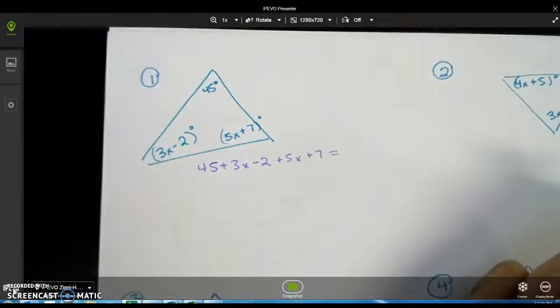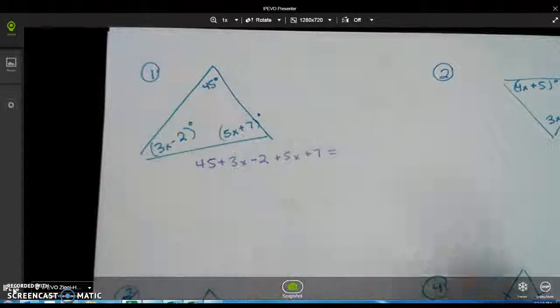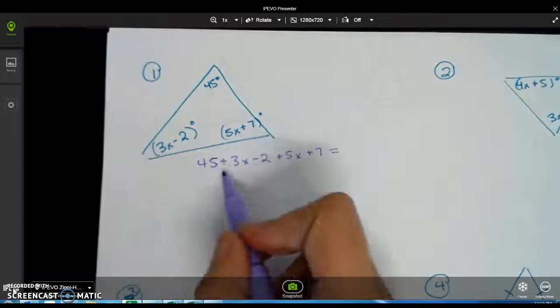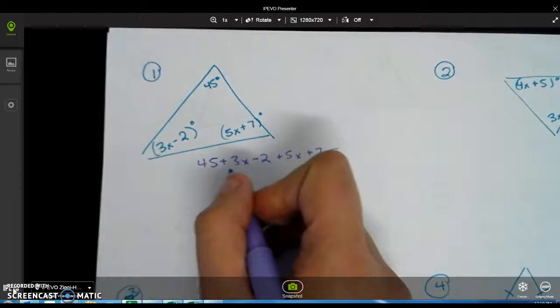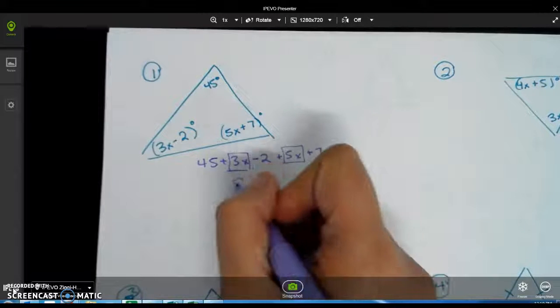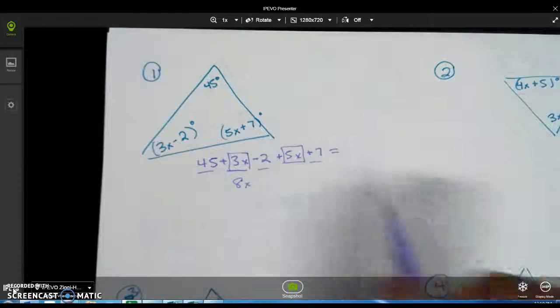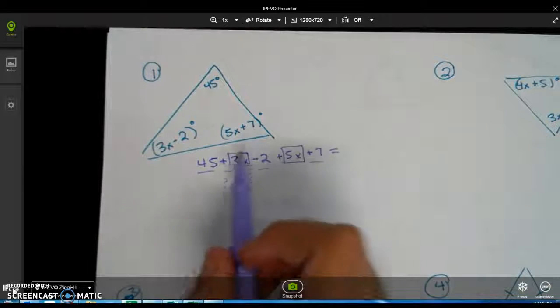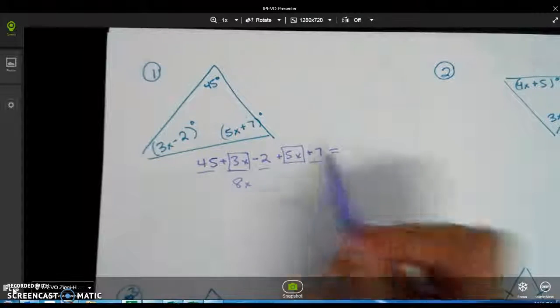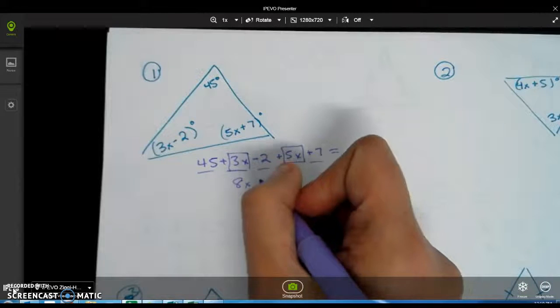Remember that the little parentheses don't really mean anything other than this is all the degree, right? So when I add it, I just need to add both parts. I've got 3x and 5x makes 8x. Positive 45, negative 2, positive 7. Let's add the positives first. 45 plus 7 gives me 52. Minus 2 is 50.